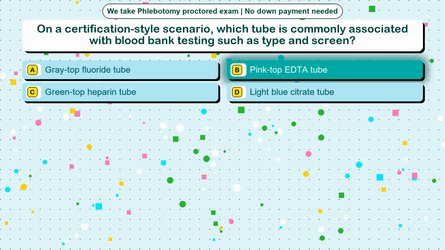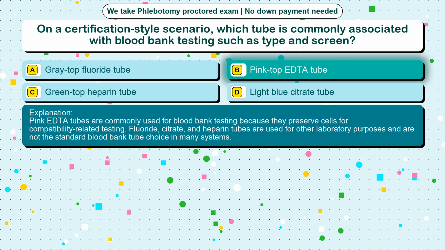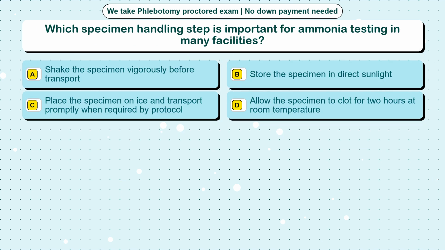Pink top EDTA tube. Pink EDTA tubes are commonly used for blood bank testing because they preserve cells for compatibility-related testing. Fluoride, citrate, and heparin tubes are used for other laboratory purposes and are not the standard blood bank tube choice in many systems. Question 65.